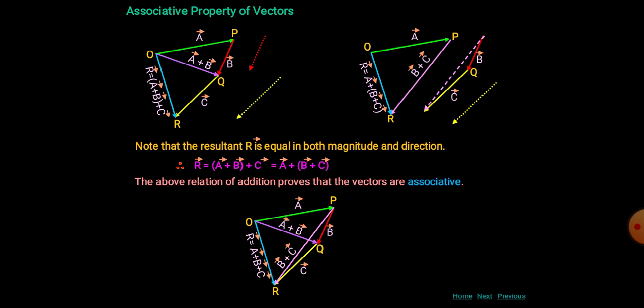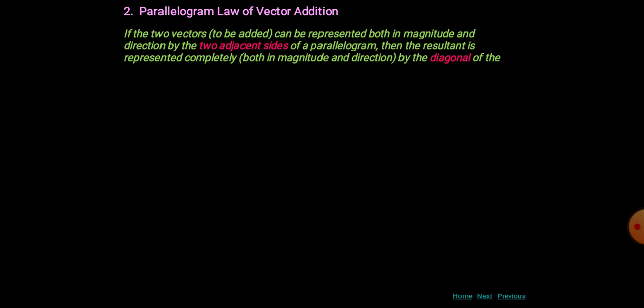So this is about the associative property of vectors. We have seen its equation also. R is equal to (A plus B) plus C, that is also equal to A plus (B plus C). Now try to understand the parallelogram law of vector addition.